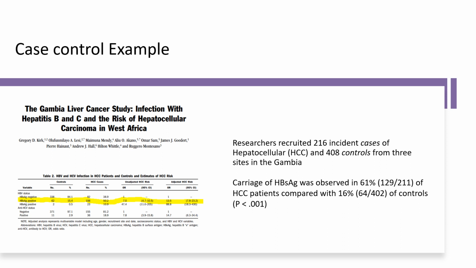If you look at this, you will see that the number of controls is twice as much as the number of cases. And I'm sure you will go into details when you look at the statistics in your next lecture series. So for this particular series, they found that carriage of hepatitis B surface antigen was higher among the cancer patients compared to the controls.